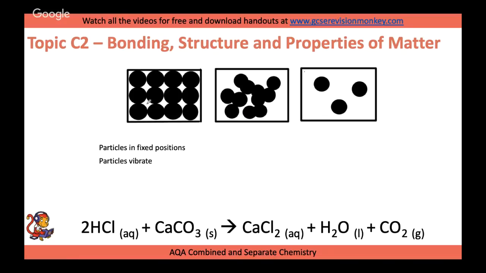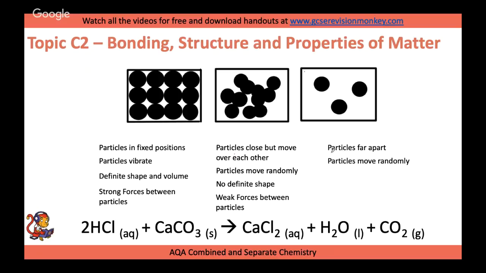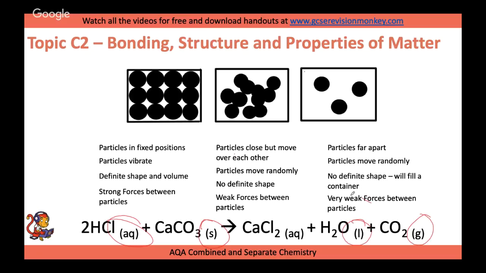So fixed positions vibrating for a solid take up a definite shape. In a liquid, as you add more energy, they move. They're still close together, but they can move over each other. And there's weaker forces until you get to a gas, when the particles are very far apart and they're moving randomly in all directions. Now, these come with the state symbols. This means aqueous, this means solid, this means liquid, and this one means gas.